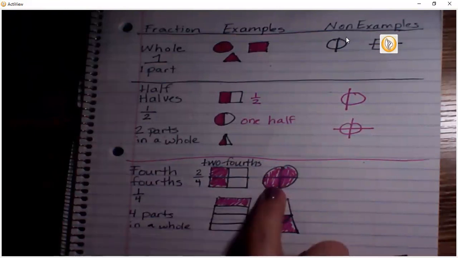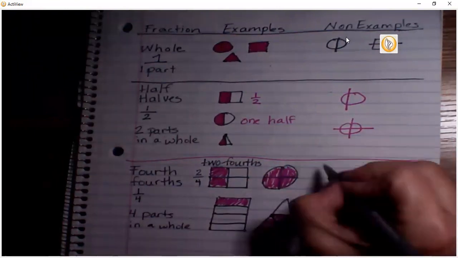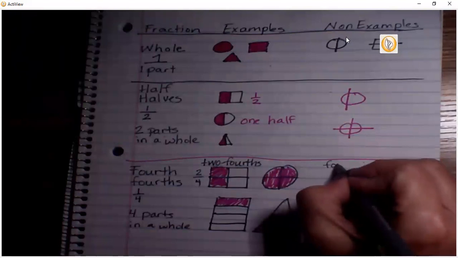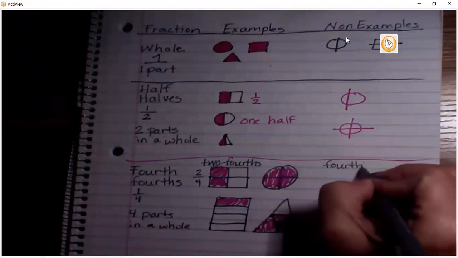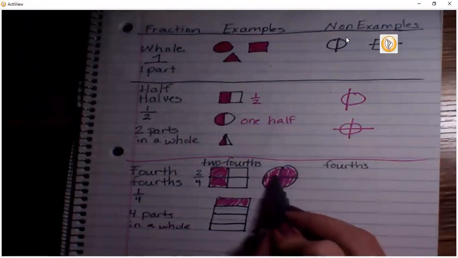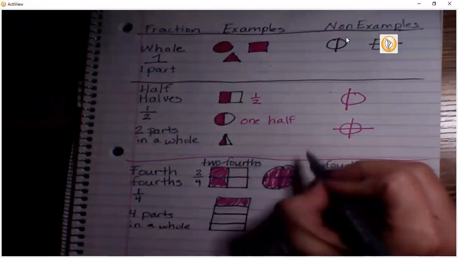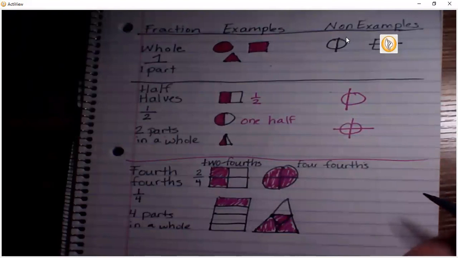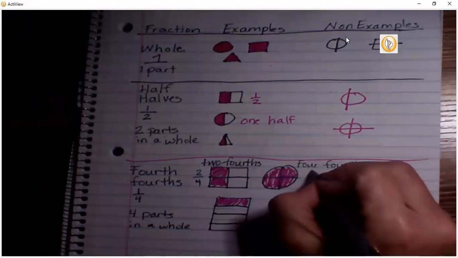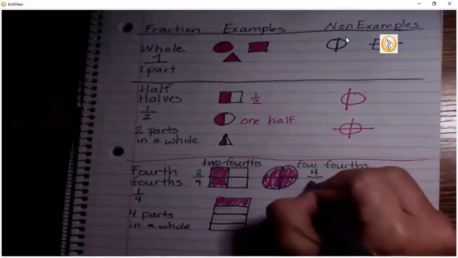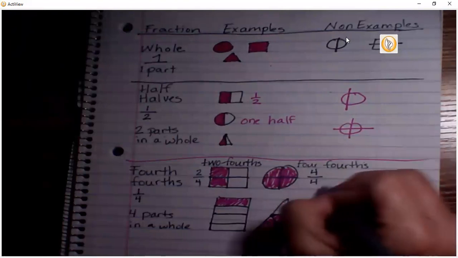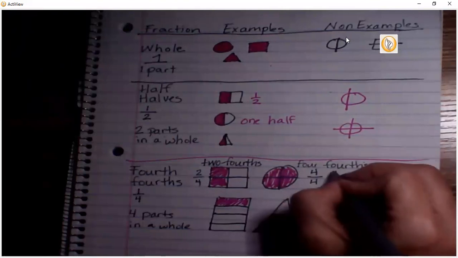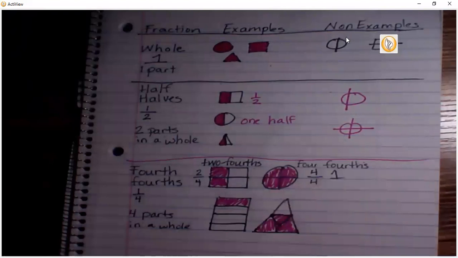I'm going to go to this circle over here. Well, I see that it is cut into fourths. How many pieces do I have? 1, 2, 3, 4. So this is 4 fourths. That would be written as 4 over 4. Or you could even call it 1. This is one whole. The whole thing is colored in.